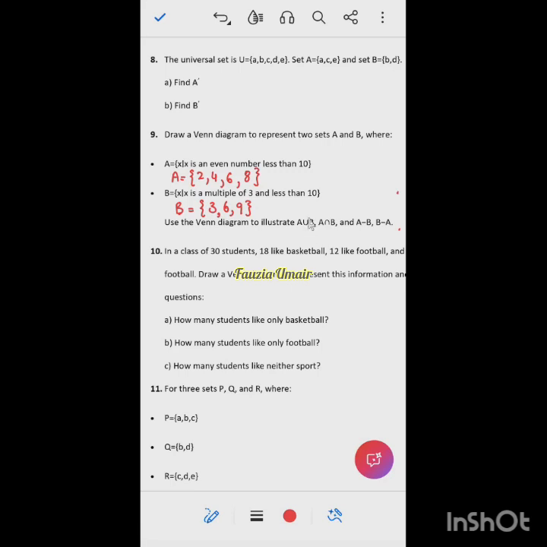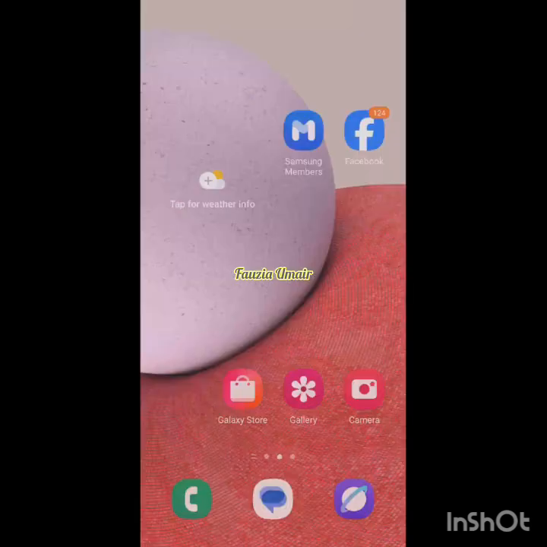You can find out the elements of A union B, A intersection B, A minus B, and B minus A. But this time they are not asking you to do it in set form. They are asking you to do it using Venn diagrams, right? So we will draw Venn diagrams and represent these different operations. I'm opening the whiteboard so that we can make Venn diagrams.